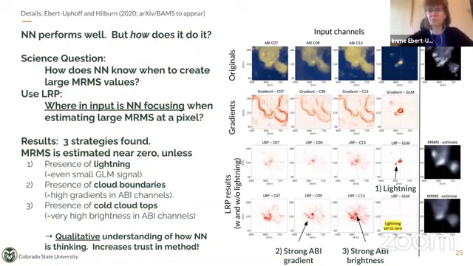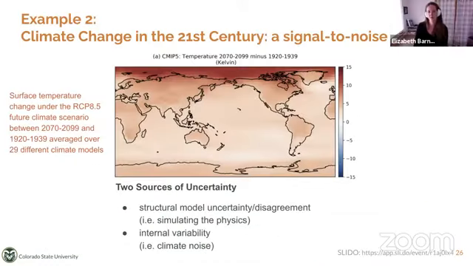Next slide, please. In Imme's example, she showed how we can use LRP to gain trust in our method. For example, with the horses, we would not have trust, but in her example, we see, okay, maybe this method is actually predicting this radar image for the right reasons. In this example, I want to explain how we're using LRP to discover new science about the climate system, specifically thinking about climate change in the 21st century.